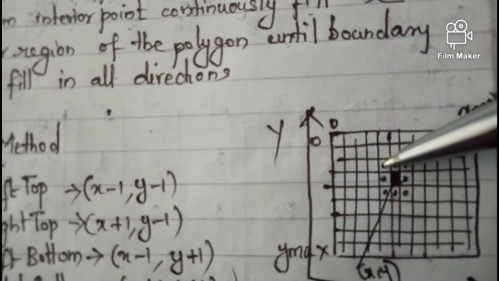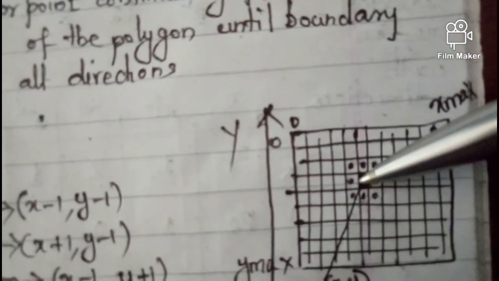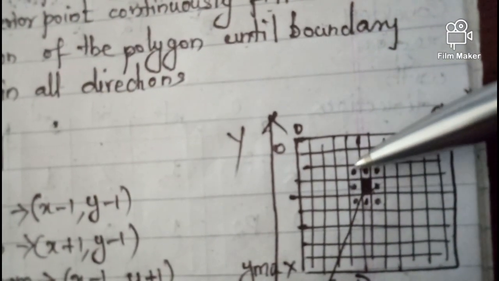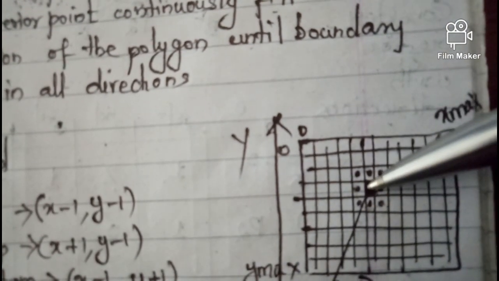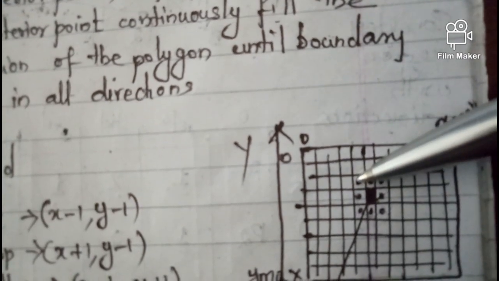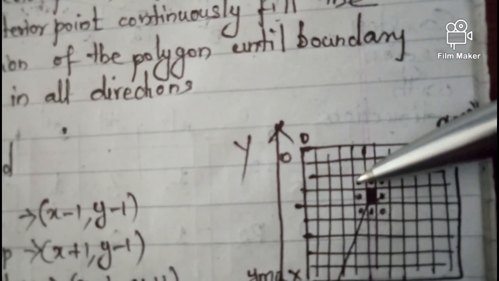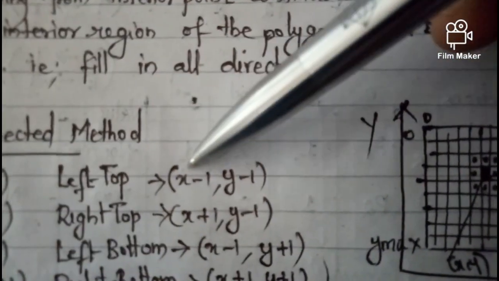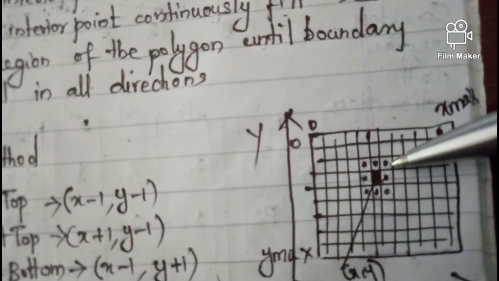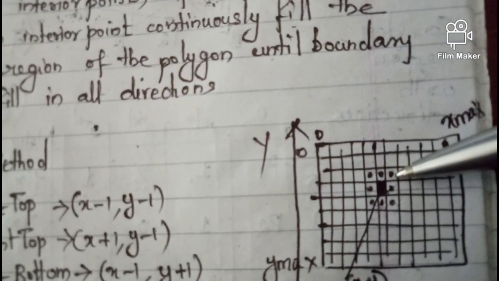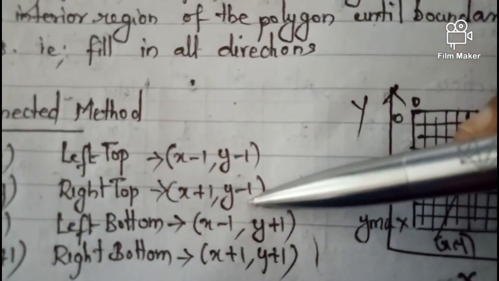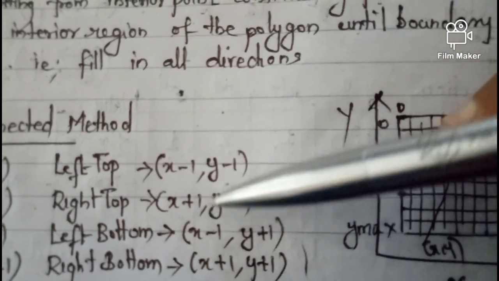How can we represent this pixel? Let us have a closer look. If this is XY, this pixel is in the previous row and previous column. So it can be represented as X minus 1, Y minus 1. Now what about this one? Right top. If this is XY, it is in the previous row but in the next column. Previous row means Y minus 1. Next column means X plus 1.